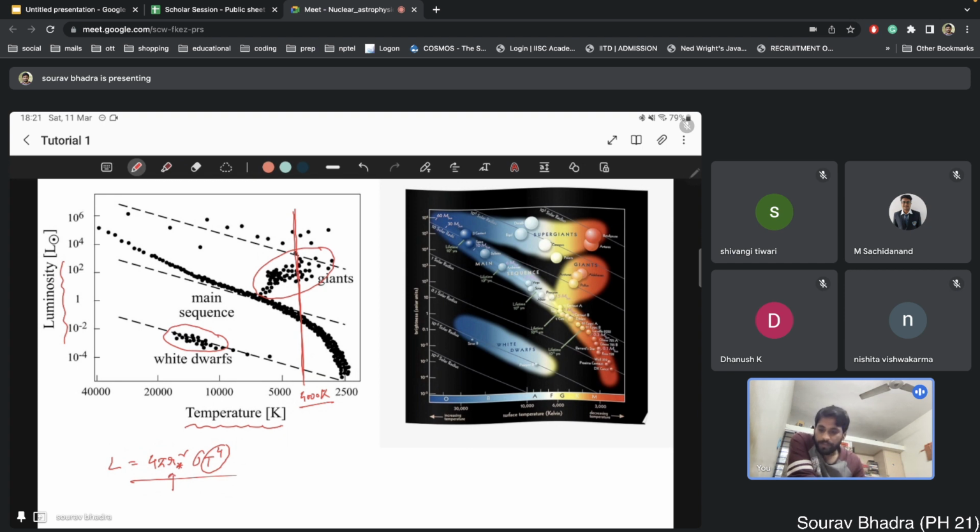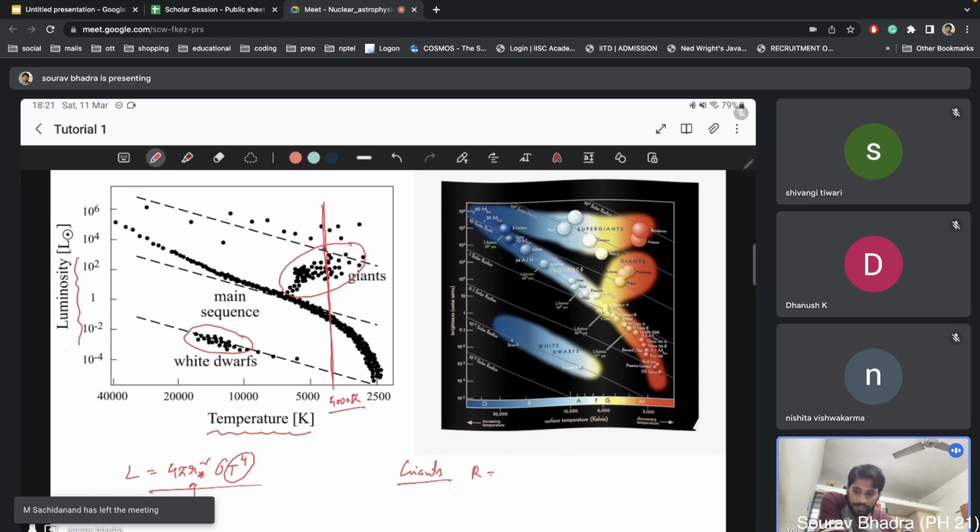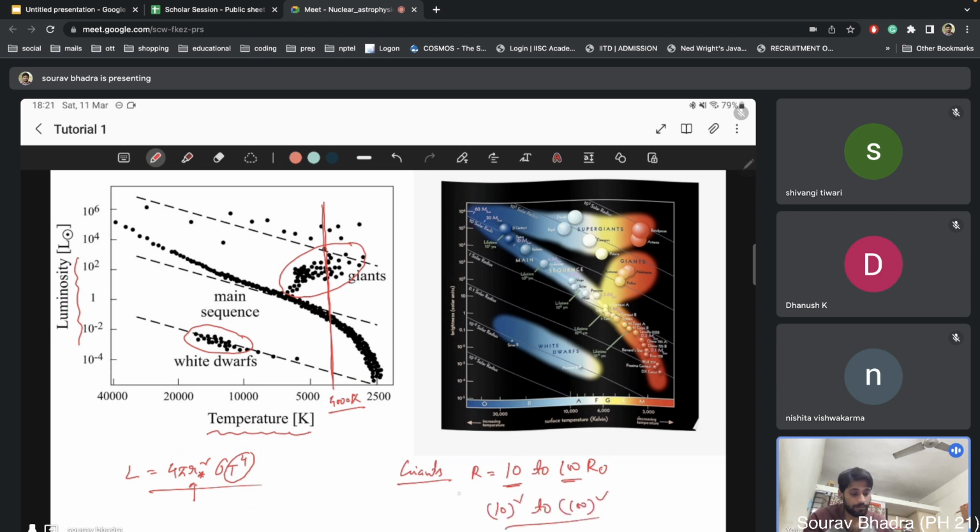And as I told you, for giants the radius is actually 10 to 100 times the solar radius. So if the radius is 10 to 100 times the solar radius, then the luminosity will also be 10 square to 100 square times that of the sun when you put this value here, right. So it is very obvious that the giants will be on the upper part, on the higher luminosity side in the HR diagram. Why? Because the main factor is that the radius of the giants is very large.